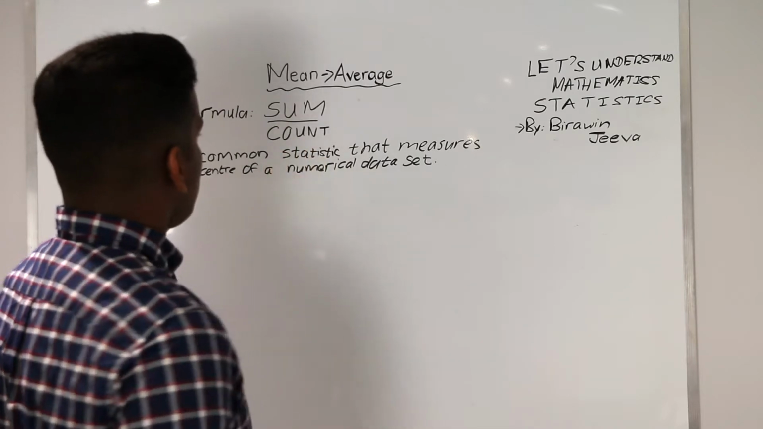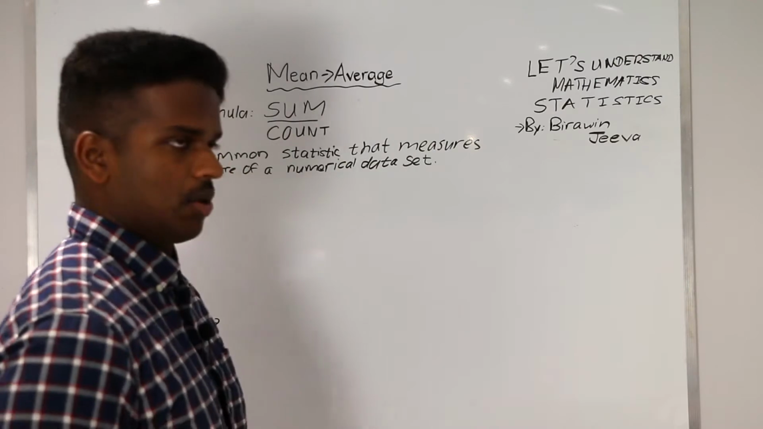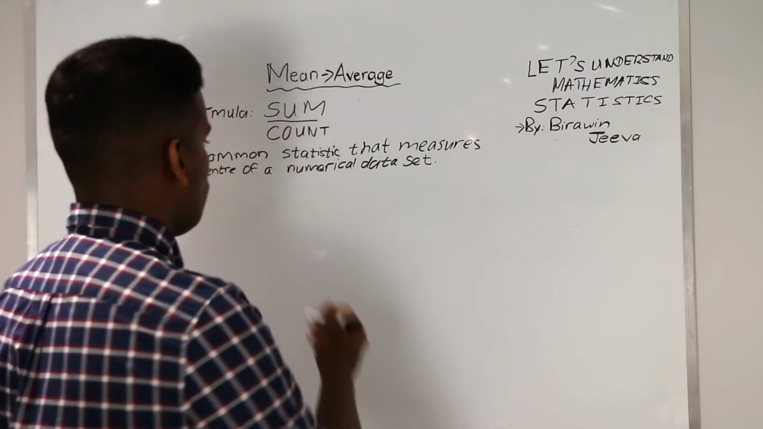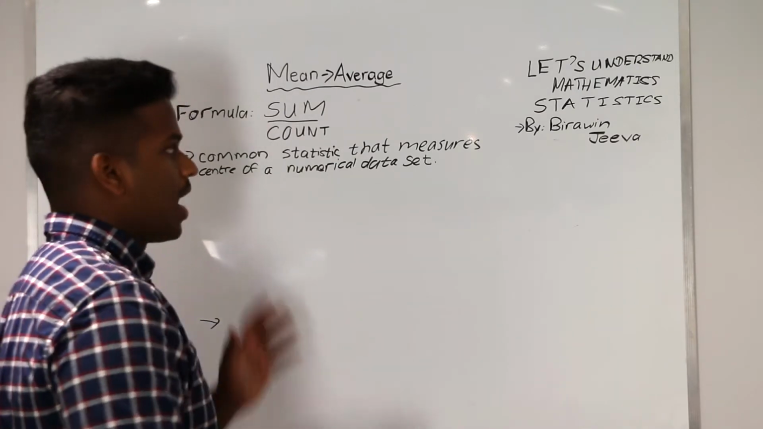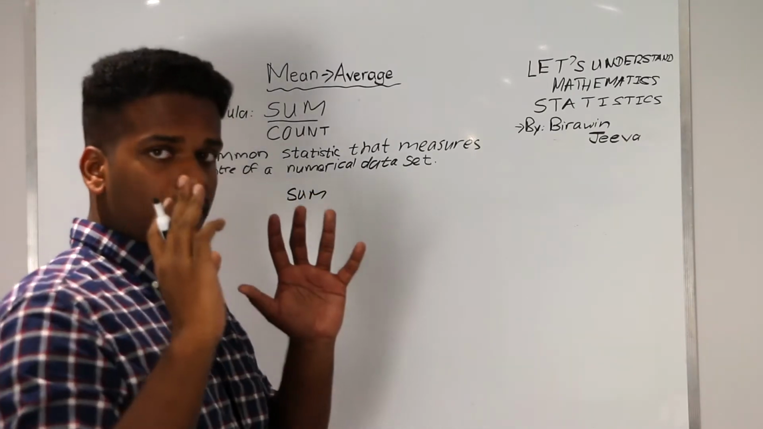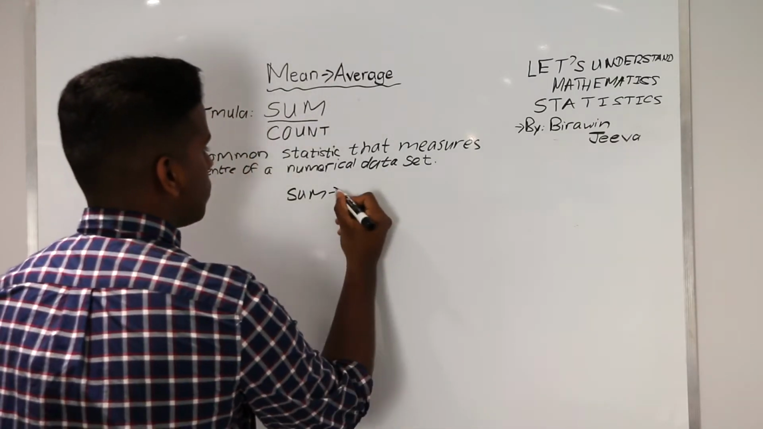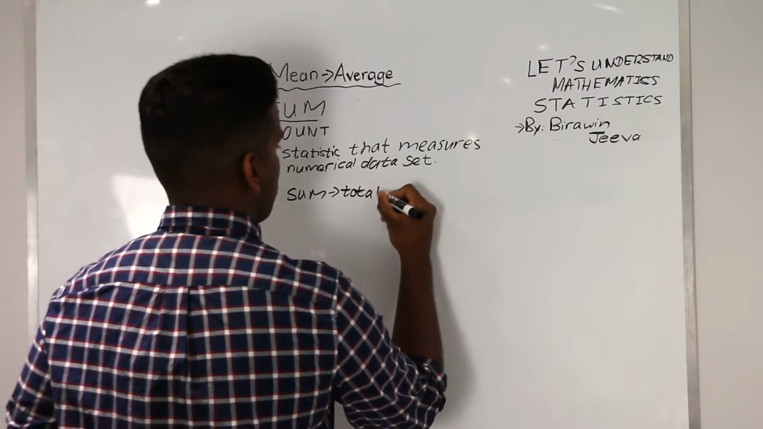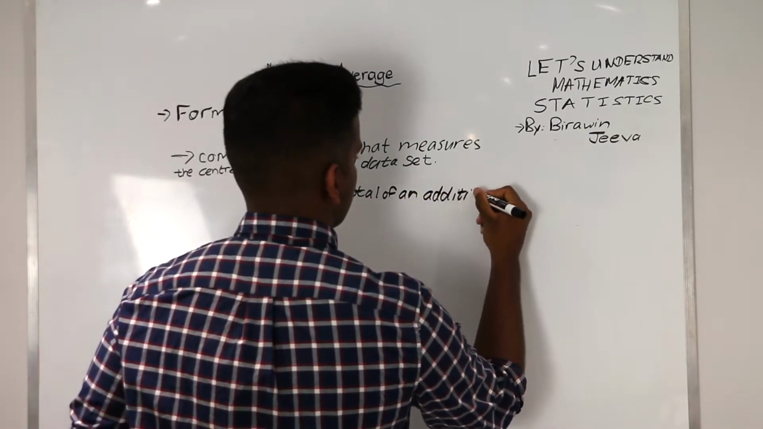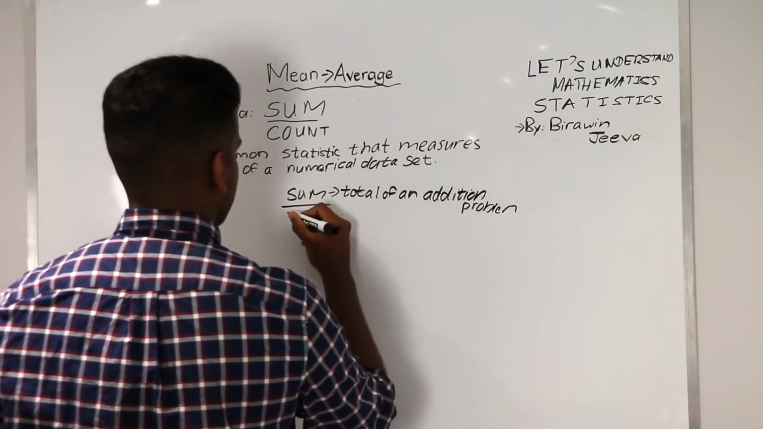So the formula for the mean is: mean equals sum divided by count. So what does sum mean? Sum, as you know, is the result of an addition question. So we have all our numbers, and we're going to add all of those numbers, and find the total of that. The total of addition is what we call sum. And we are going to divide it by the count.